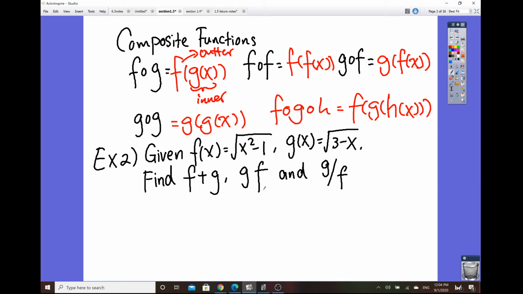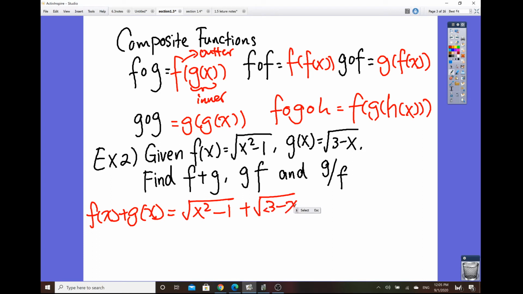So now let's do one example like this. Find f plus g, g times f, and then g over f. Well, this one is just about the function operation. So for the first one, basically we just want f of x plus g of x. So we do have square root of x squared minus 1, and then g of x, we do have square root of 3 minus x. Well, the thing is that they have the exact same radical, but a different radicand here. So that means we cannot combine those terms. So the only thing we can do is just leave it like that.